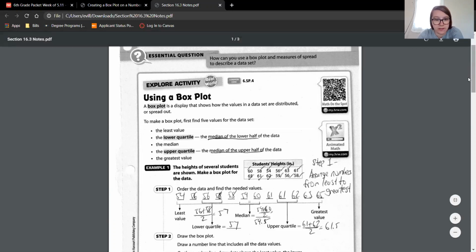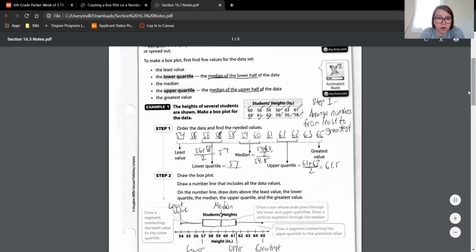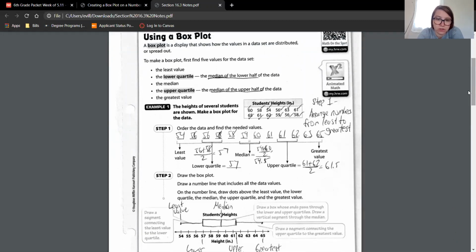Let's see what else it says. Example 1. The heights of several students are shown. Make a box plot for the data. So it shows you all of their heights in inches. We have numbers ranging from 54 all the way to 65.